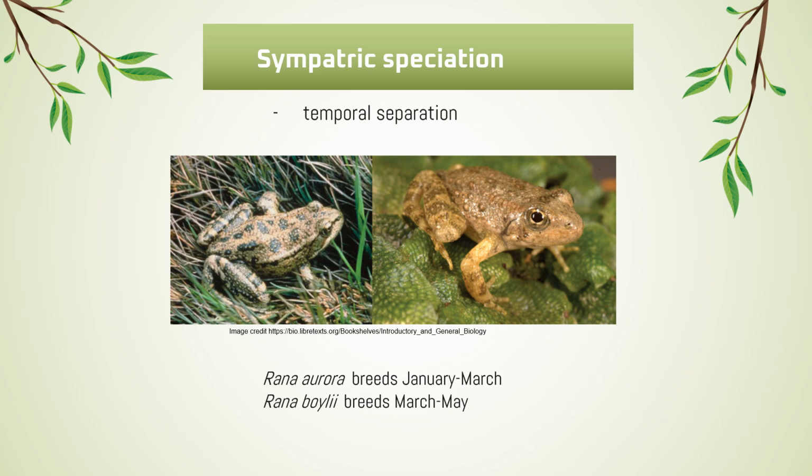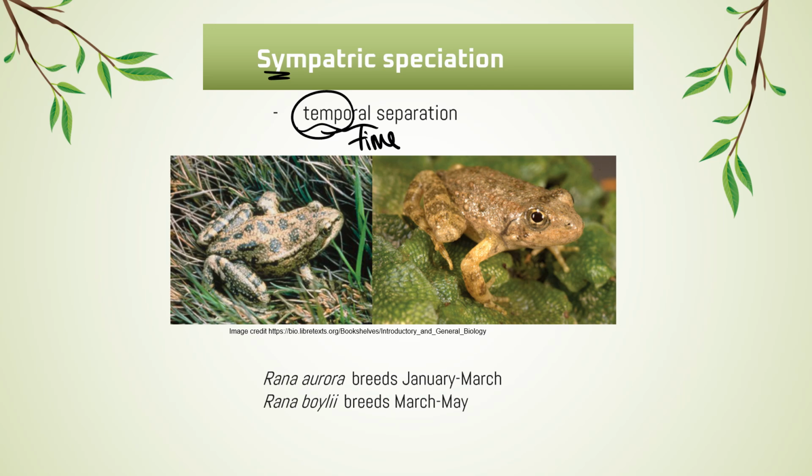And our second mode of reproductive isolation that can allow for sympatric speciation to occur is temporal separation. Temp means time. And here we're looking at different times, different seasons for breeding. And if we're making babies at different times, we're not making babies together.